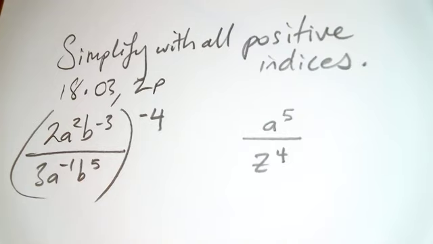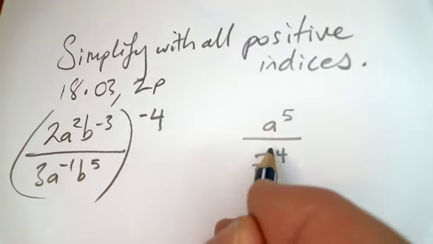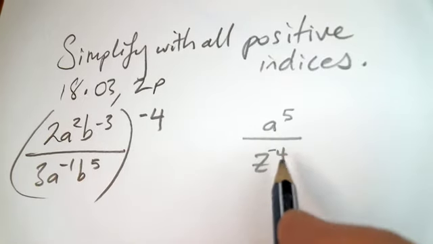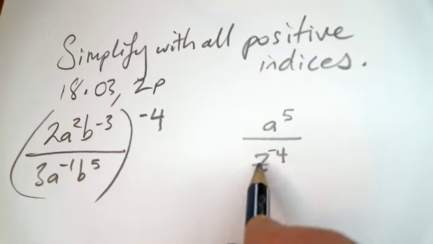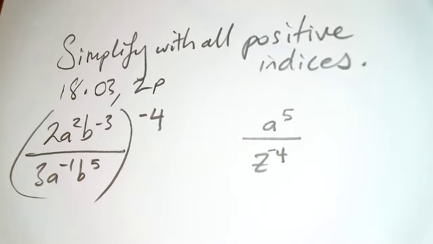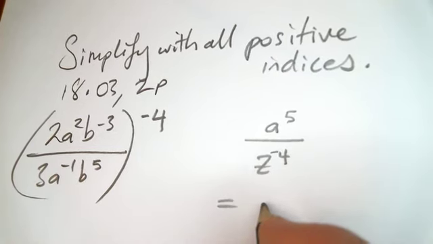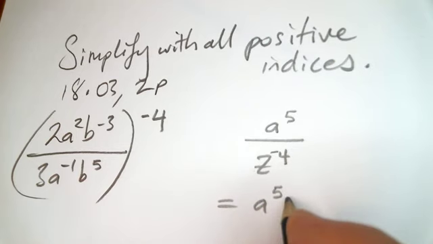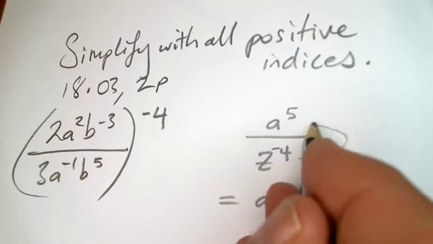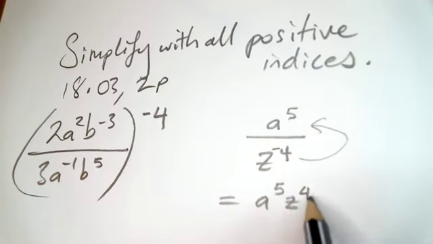But let's say I had a 5 z to the negative 4, and I want to make this positive. Well, if it's on the bottom and it's negative, or if it's on the top and it's negative, it's really just saying it belongs on the other side. So really, I could rewrite this to be a5z to the positive 4. And now I've moved it from the bottom to the top.